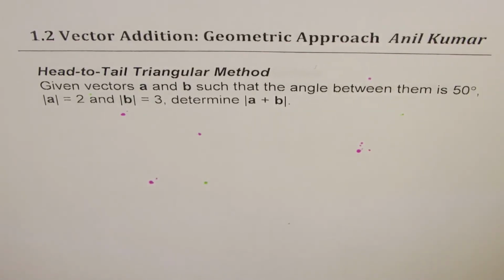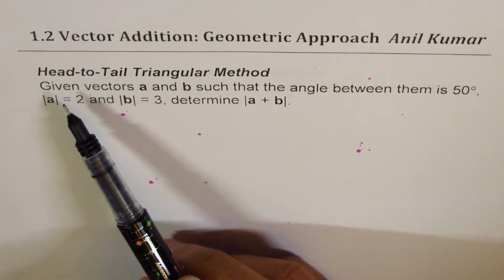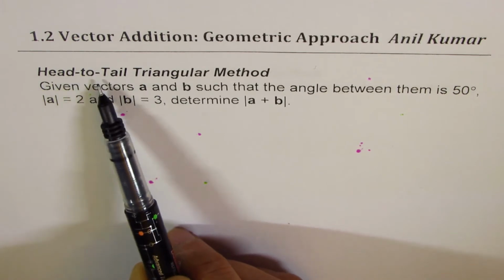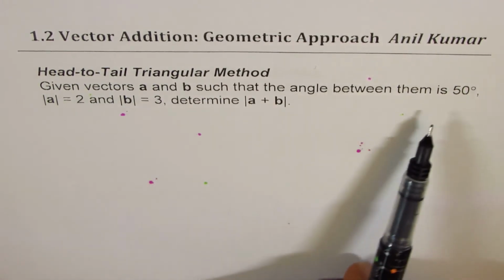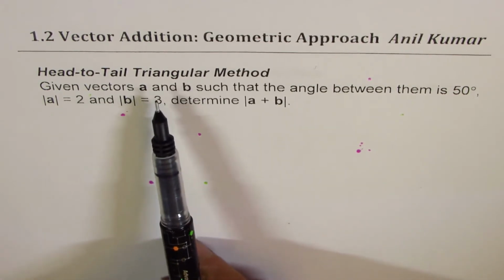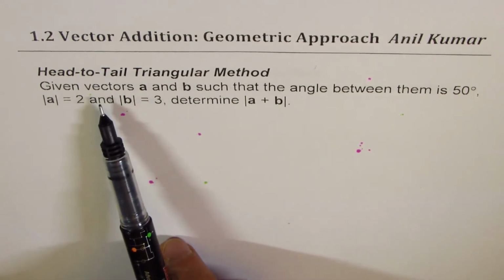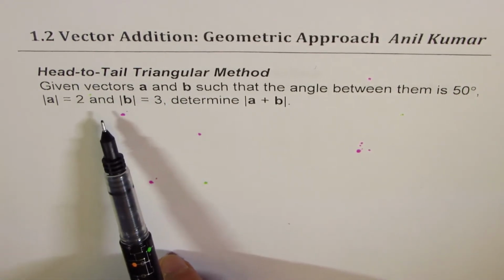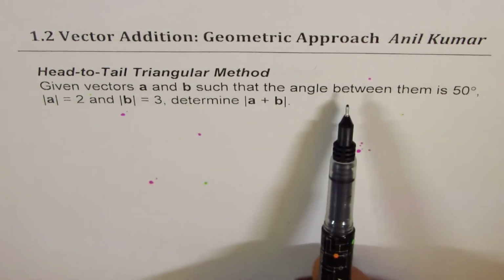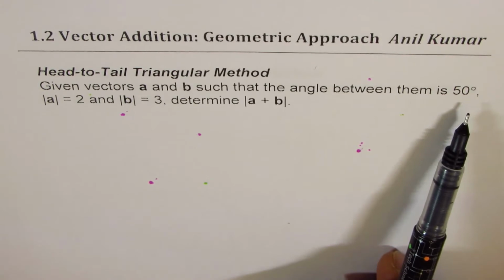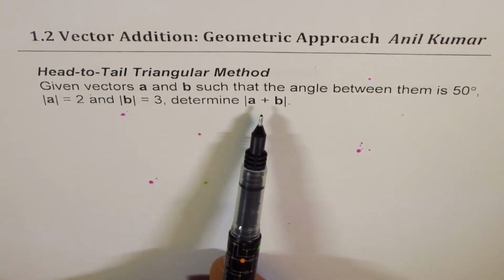We basically have two techniques which I touched upon in an earlier example. One is called the head-to-tail triangular method to add or subtract vectors. Now I'll do a question here to illustrate how to use the head-to-tail method. The question is: given vectors A and B such that the angle between them is 50 degrees, A is magnitude 2, B is magnitude 3, determine A plus B.